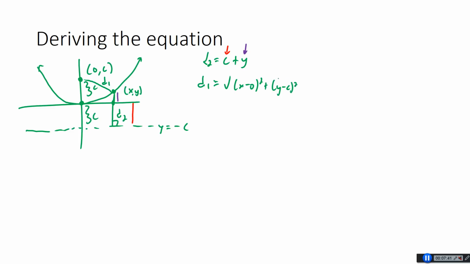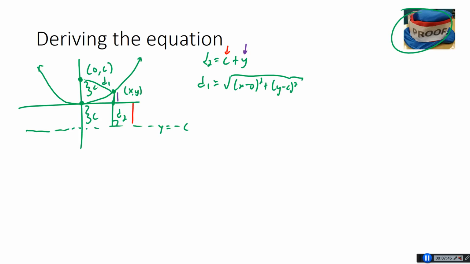Now, I can hear all of your voices. You're saying, do we have to know this? No. This is a proof. So if you want to skip the rest of this proof till we get to the formula, you can do that. But we have these two distances. We're just going to set them equal to each other and do some algebra now.